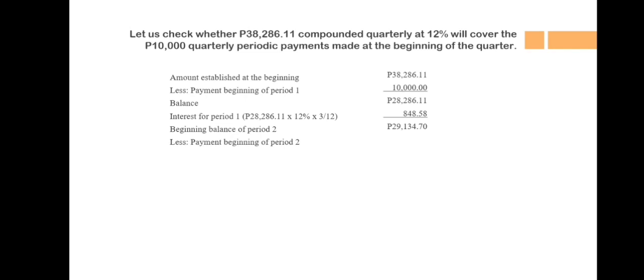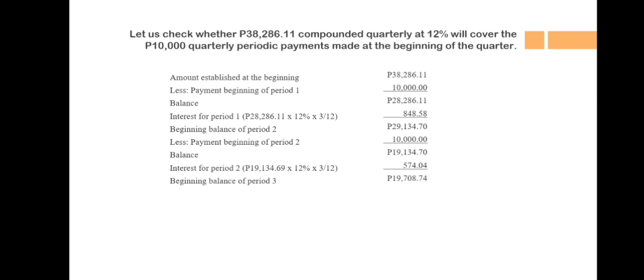Minusan ulit natin ng payment beginning of period 2 which is 10,000 pesos. So, ang balance natin is 19,134 pesos and 70 cents. Kunin ulit natin yung interest ng 19,134.70 which is 574.04. So, kung i-add natin sila, meron na tayong beginning balance of 19,708 pesos and 74 cents. And minusan ulit natin ng payment beginning of period 3 which is 10,000. So, ang balance na lang natin is 9,708 pesos and 74 cents.